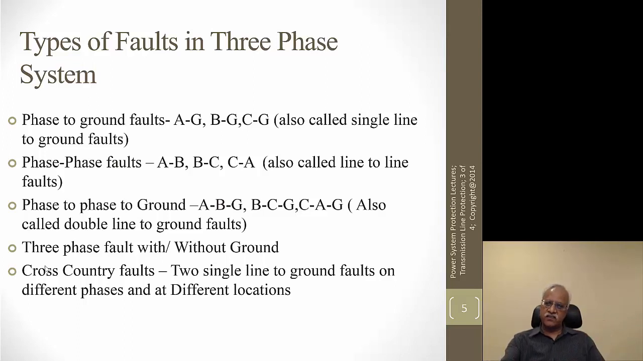So you have an A phase to ground fault at location A, and a B to ground fault at location B, which could be either in the front or in the back. Because these two faults are at different locations, these are called cross-country faults.